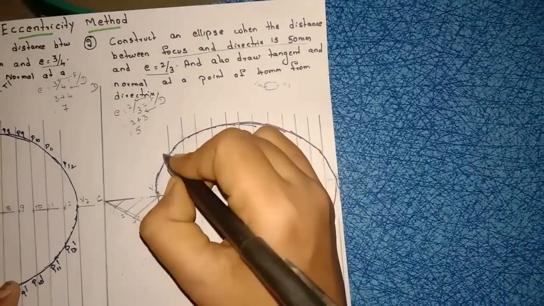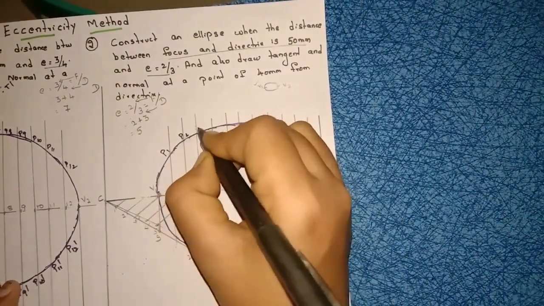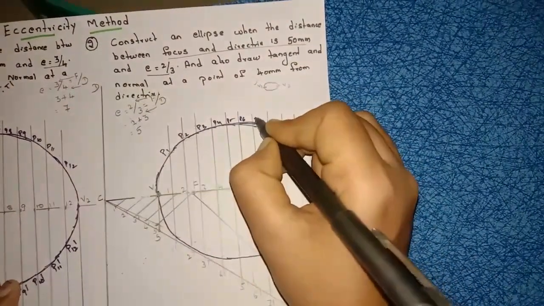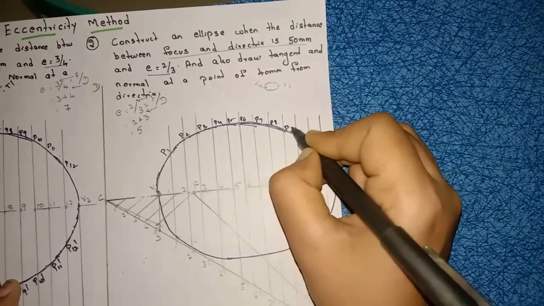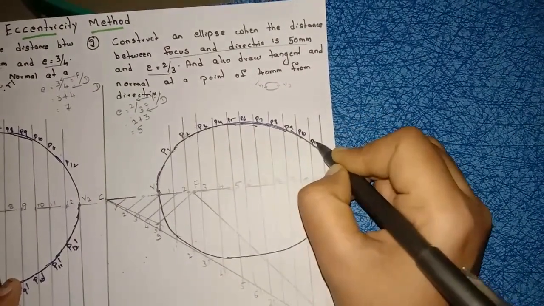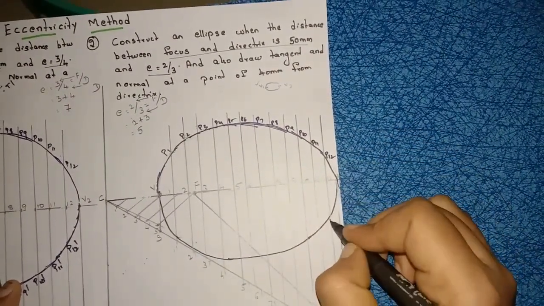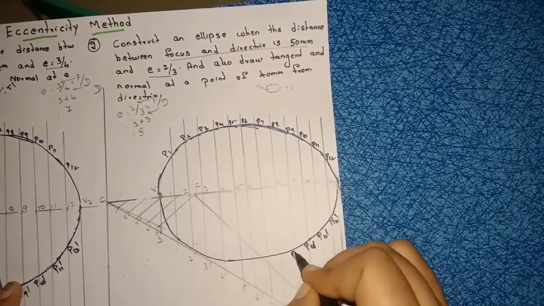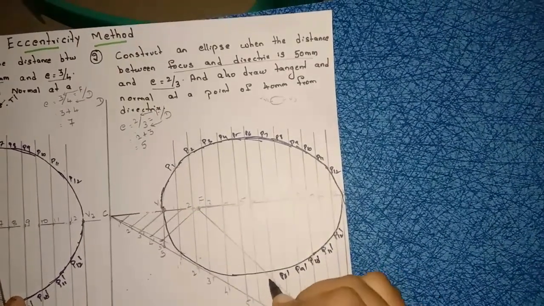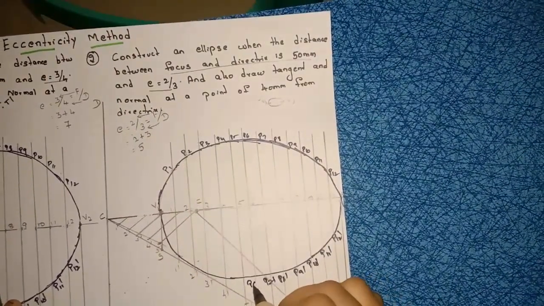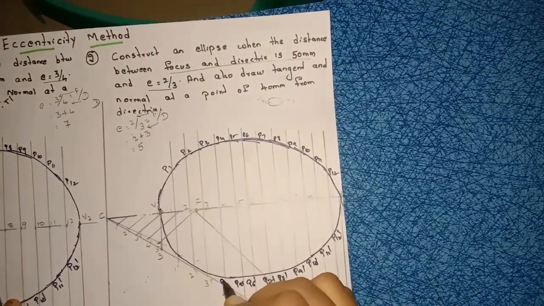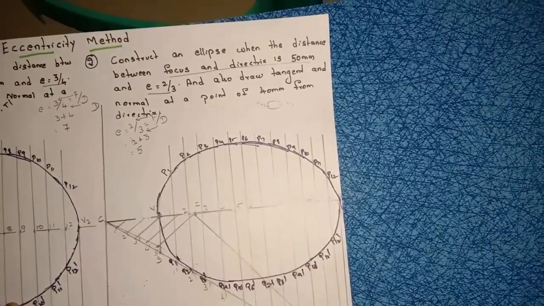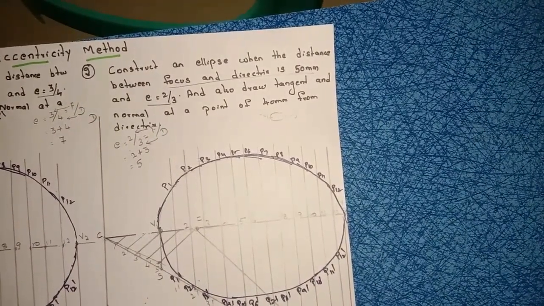Right? So after getting the shape of the ellipse, write down here P1, P2, P3, P4, P5, P6, P7, P8, P9, P10, P11, P12, and here P12 dash, P11 dash, P10 dash, P9 dash, P8 dash, P7 dash, P6 dash, P5 dash, P4 dash, P3 dash, P2 dash, and here P1 dash. Right? Now what is the next step?